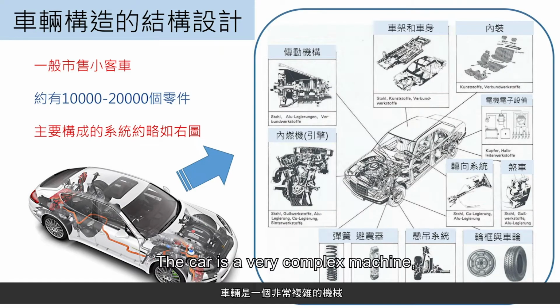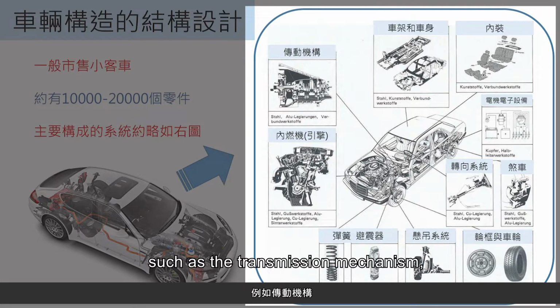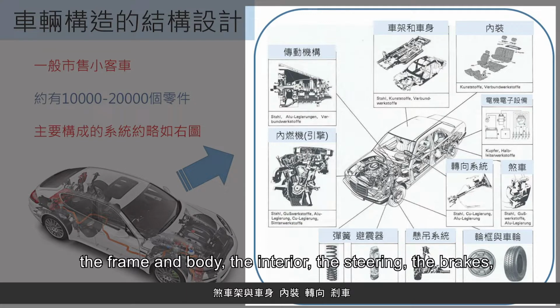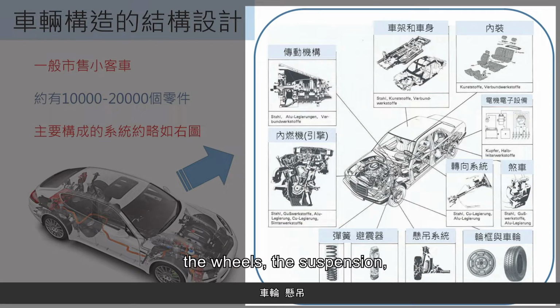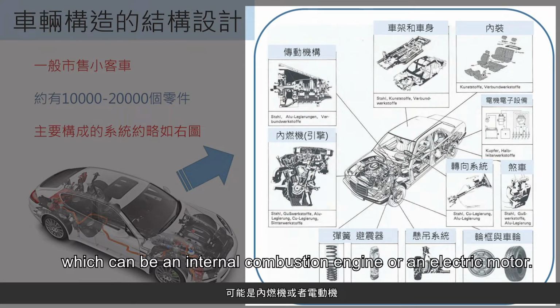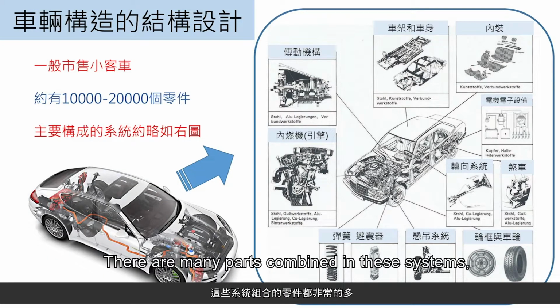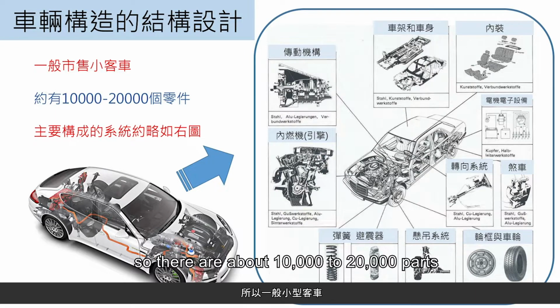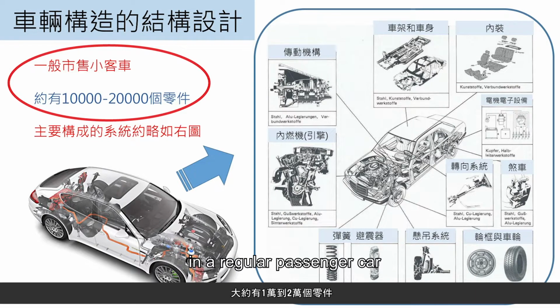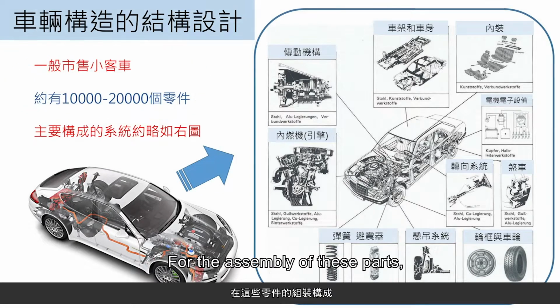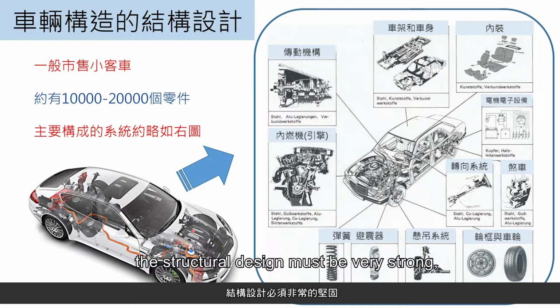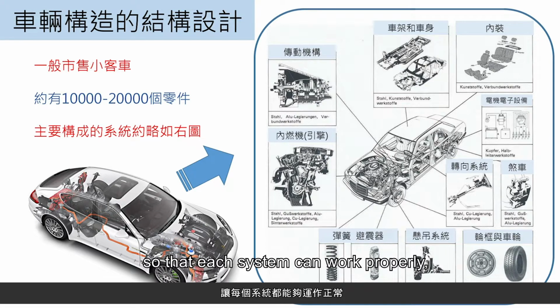The car is a very complex machine. It includes many systems, such as the transmission mechanism, the frame and body, the interior, the steering, the brakes, the wheels, the suspension, the spring, and shock absorbers, as well as the power system, which can be an internal combustion engine or an electric motor. There are many parts combined in these systems, so there are about 10,000 to 20,000 parts in a regular passenger car. For the assembly of these parts, the structural design must be very strong, so that each system can work properly. It is a basic requirement of vehicle design.